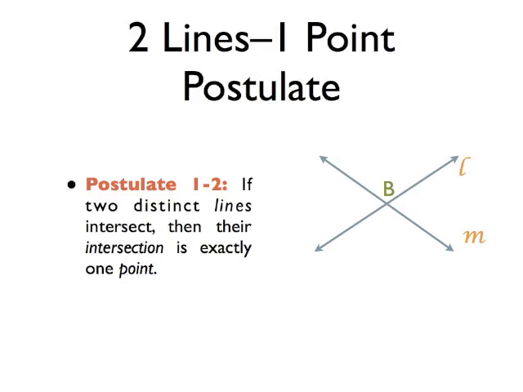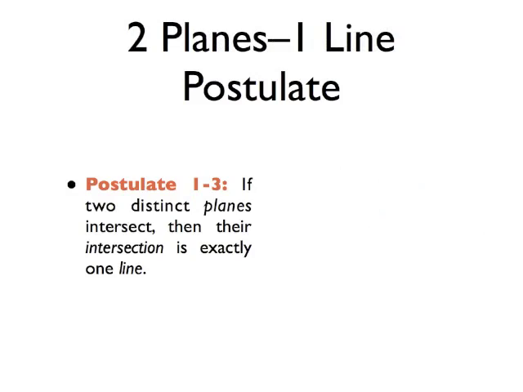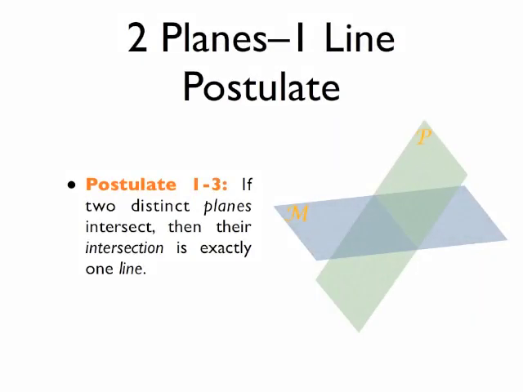Our next postulate, 2 planes, 1 line. This says that if any 2 planes intersect, then their intersection is exactly 1 line. Again, planes are flat surfaces, so in order to intersect in more than 1 line, one of them would have to be bent. Also, because they go on forever in 2 dimensions, they can't intersect in a single point because they don't have corners to them, so they can't have a point.